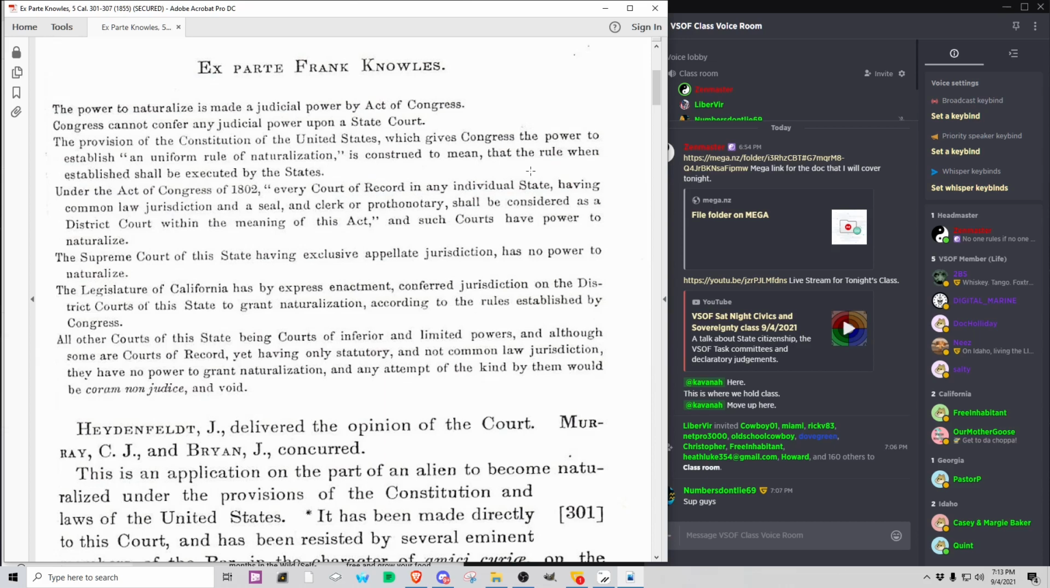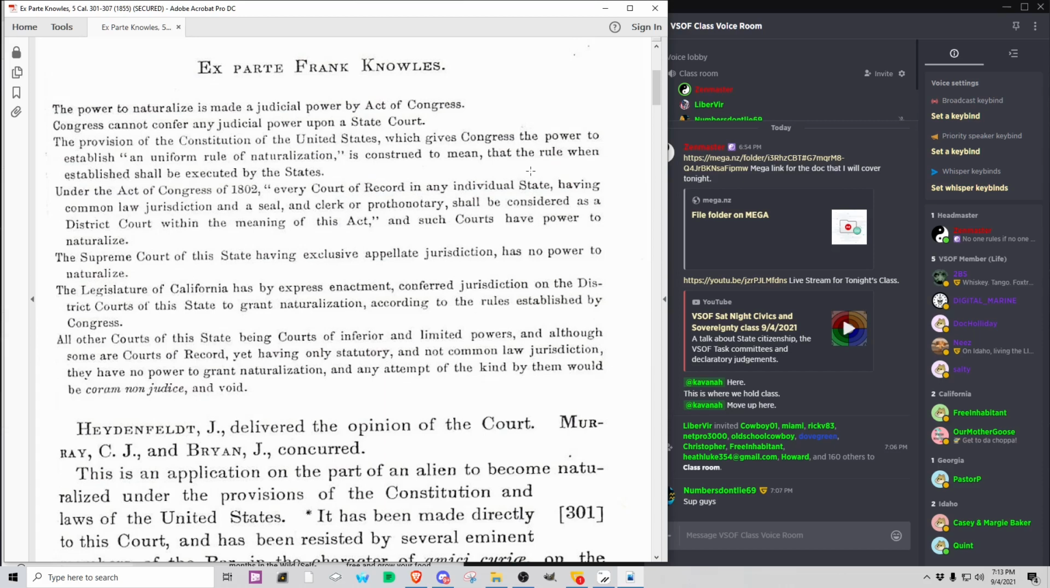So what did they do? The feds said all the courts of record in the states shall be considered as district courts within the meaning of this act, right?